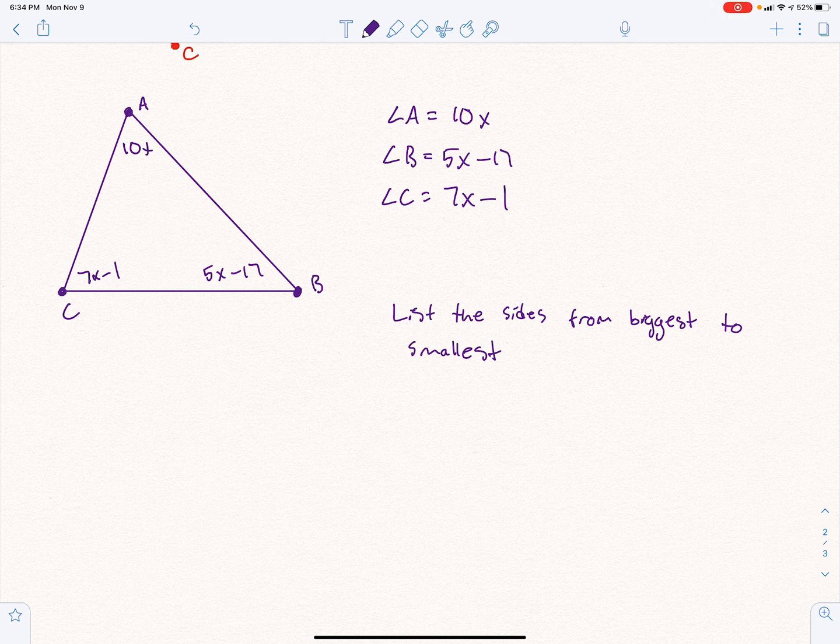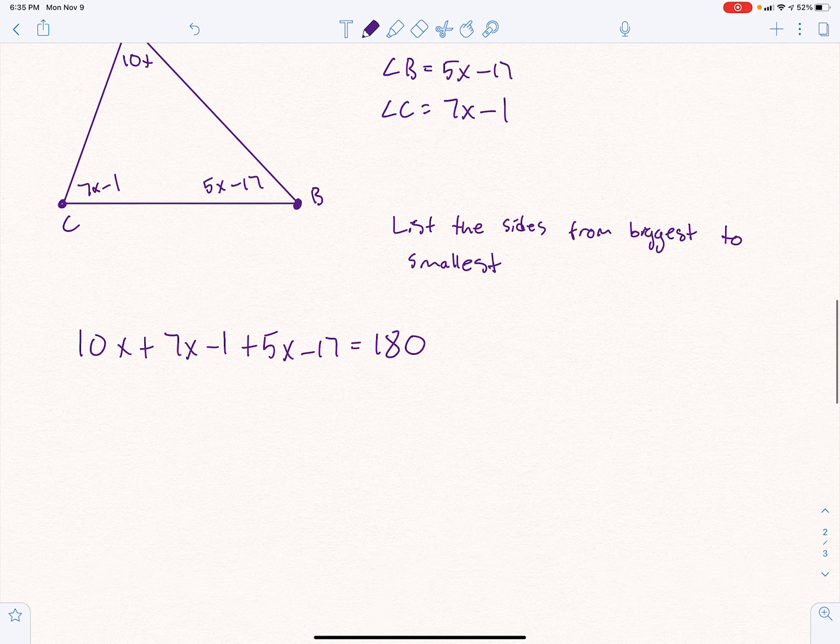We know from 7-1 and 7-2 that every triangle adds up to 180 degrees. So if I take these three angles and add them up to 180, I can find out what x is, which is what I'm going to do. So that would be 10x plus 7x minus 1 plus 5x minus 17 is equal to 180 degrees. Now I'm going to combine like terms, which means I'm going to put these x's together. So that's 10x plus 7x, which is 17, and then 17 plus 5, which would give me 22x. And then I'm going to combine these two numbers here. So that's -1 and -17, which is minus 18, equal to 180 degrees.